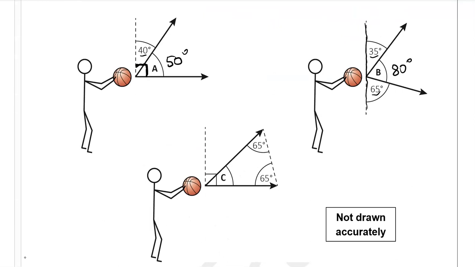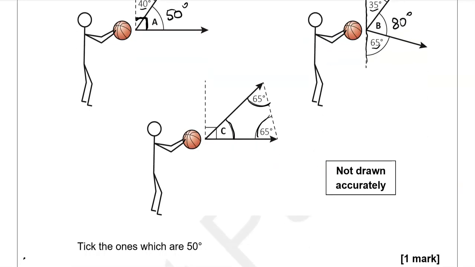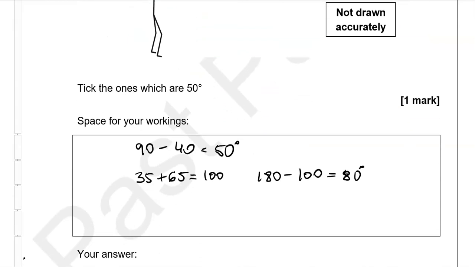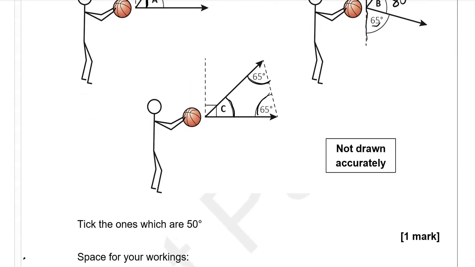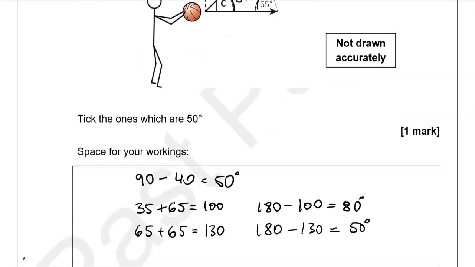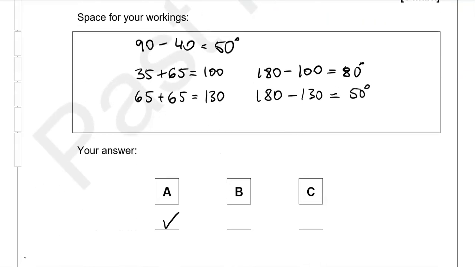Looking at C, we've got the 3 angles in a triangle. So they would add up to 180, so 65 and 65. That gives us 130. 180, take away 130, leaves us with 50. So C is equal to 50 degrees. So as you can see, A and C are both 50 degrees, so we're gonna tick them both.